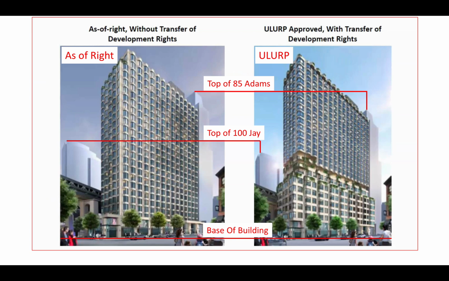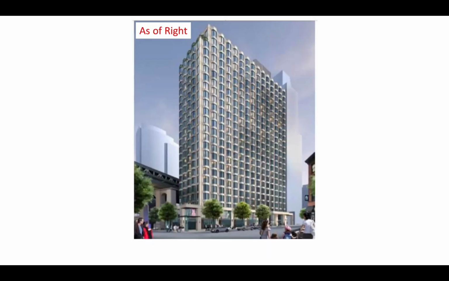As we can see here, even though the base of the development is at the same height, the top of the 100J and 85 Adams buildings is not at the same height. And this is a huge red flag that these two renderings are from a different perspective and zoom. Ultimately, this means that this side-by-side is an apples to oranges comparison of the building sizes.